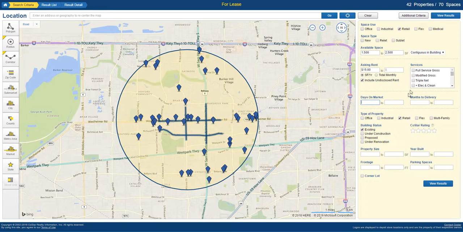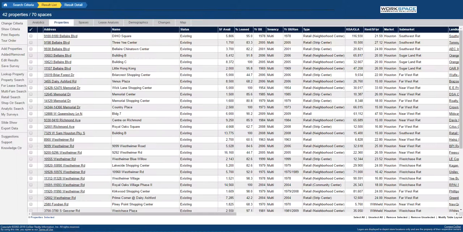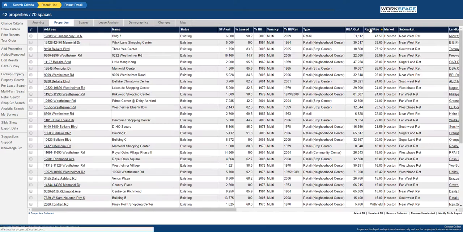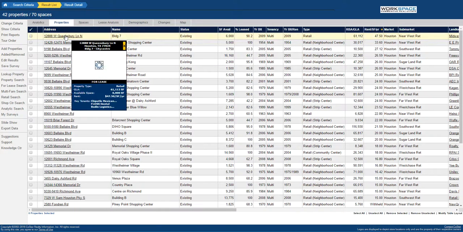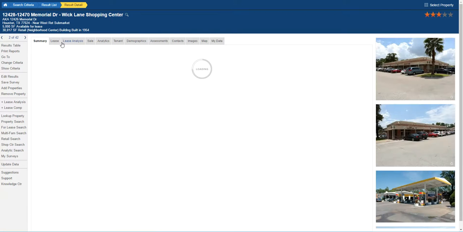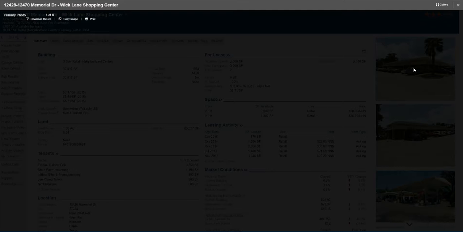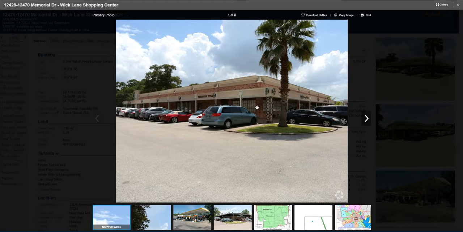And those are a lot of properties here. So let's take a look at what the more expensive options are talking about. I'm going to sort these by rental rate so we can see what the most expensive properties are doing here. Okay, so this property is on Memorial. This is $33 a foot plus triple net. So this is about $42 a foot overall because of location.